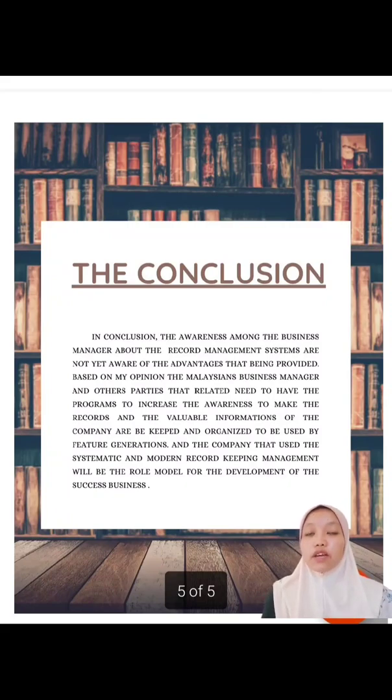So if the company is successful in using the business record management system well, the company could be one of the role models for other companies. So that's that from me.